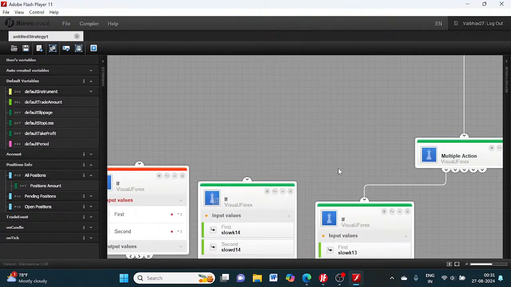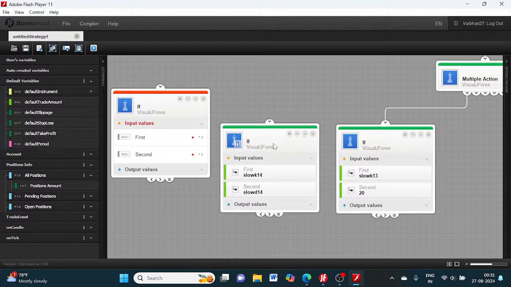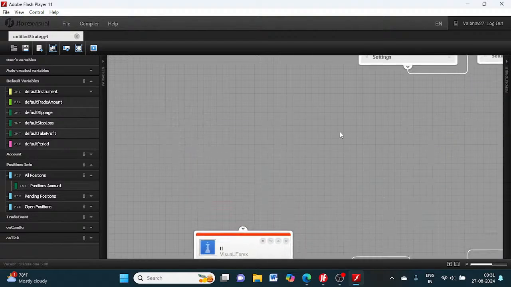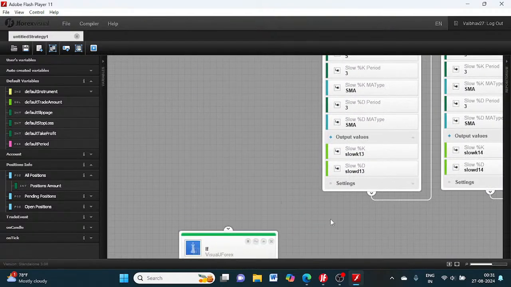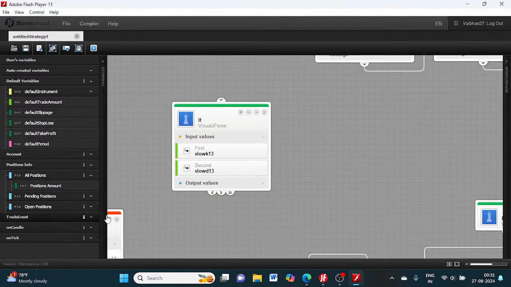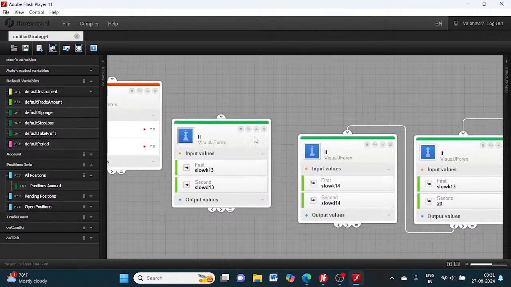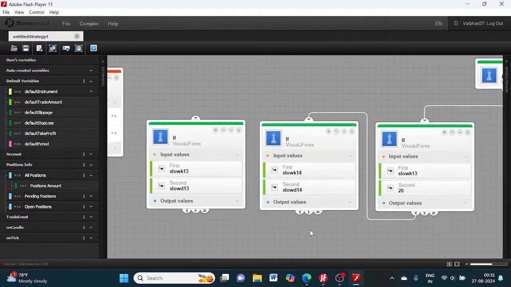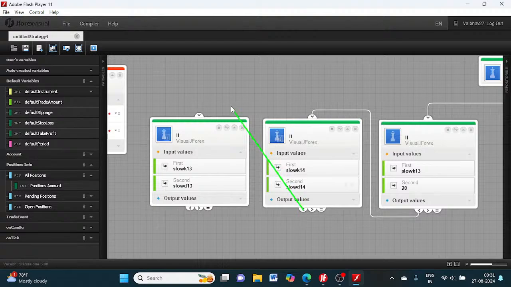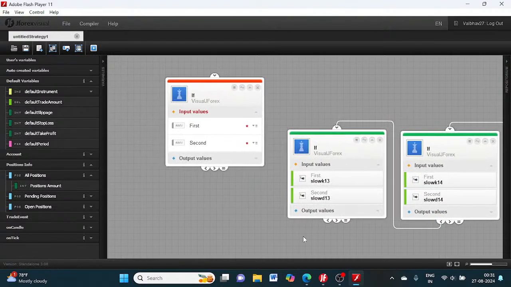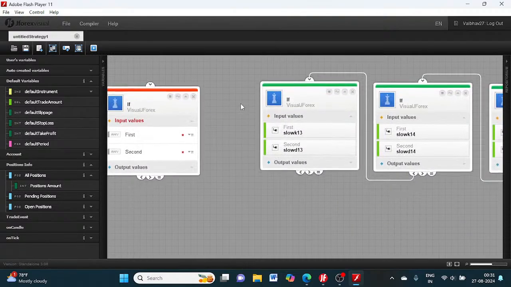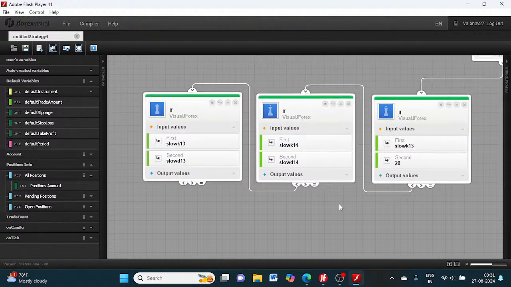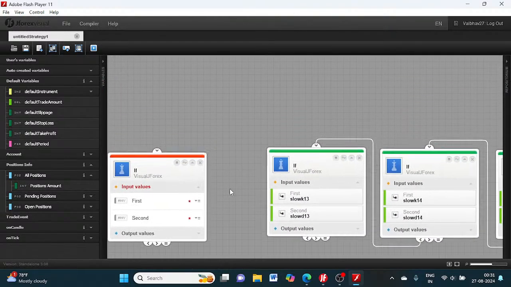Then in the prior candle period, slow K value should have been below slow D. We need first input less than second input. Then in the current period, it should have risen and gone above, so we need this first input less than second input, and with this we have defined the conditions related to the stochastic.